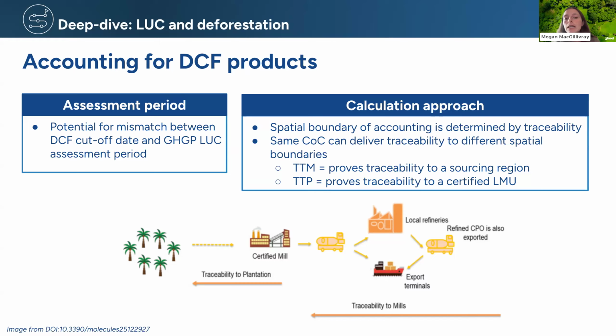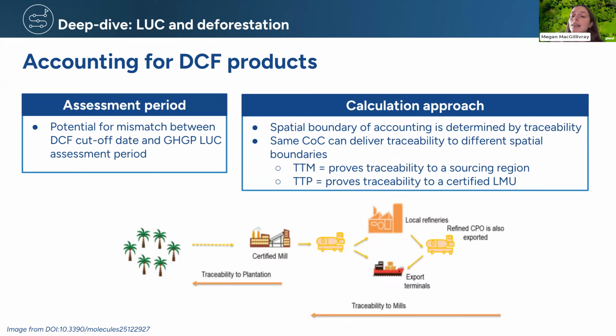So after that point, there must be no land use change, and then that product counts as deforestation and conversion free. However, the cutoff date's not always aligned with the 20-year accounting window for land use change emissions. So take an example of a certification that has a cutoff date of 2016. So that's 10 years ago. And that would count as DCF, but not automatically as zero land use change emissions, as you've got that kind of additional 10 years between 2006 and 2016 that need to be accounted for.